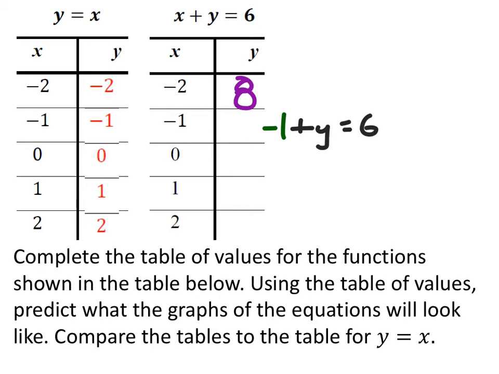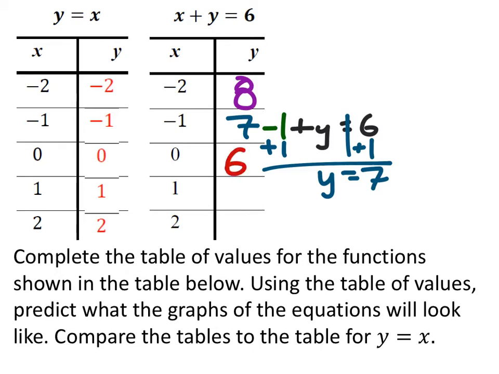And then how would we solve that? Well, we'd have to add 1 to both sides. And that would tell us that y is 7. So when x is negative 1, y is 7. So when x is 0, y is just 6. When x is 1, 1 plus what is 6? Well, that's 5. 2 plus what is 6? 4. And you may have noticed the pattern as well. These are just decreasing by 1 every time.